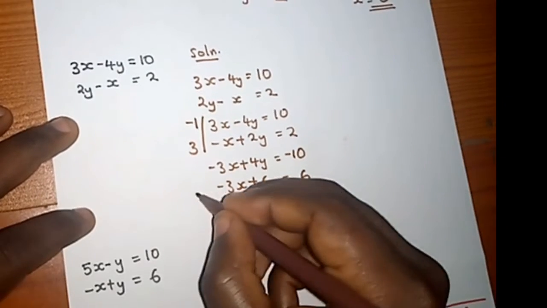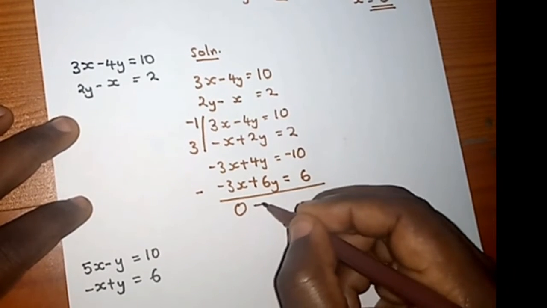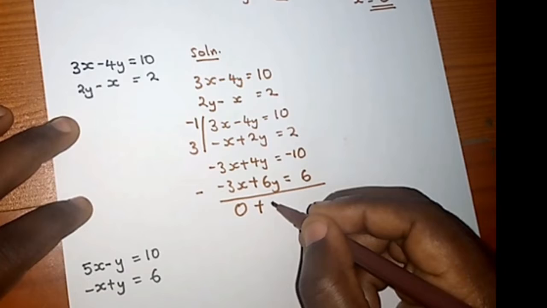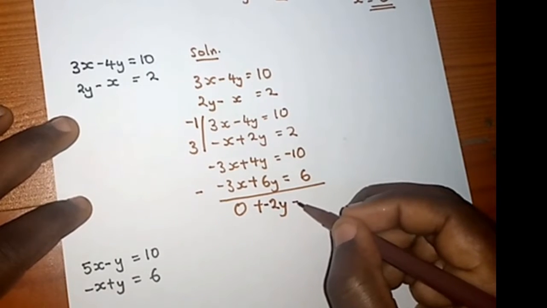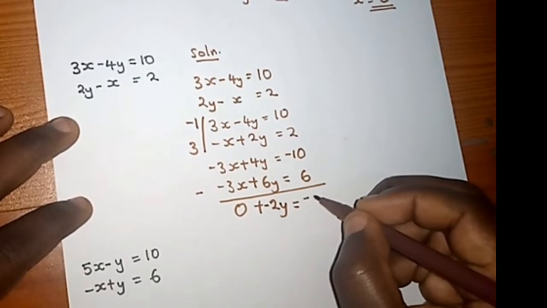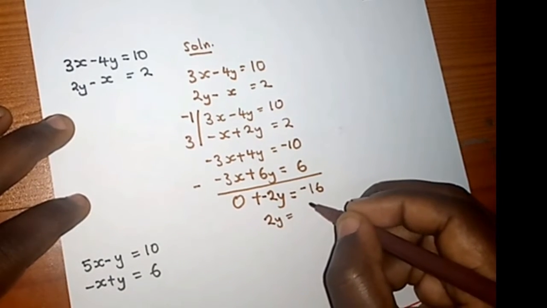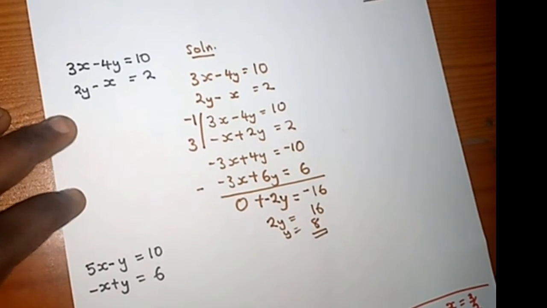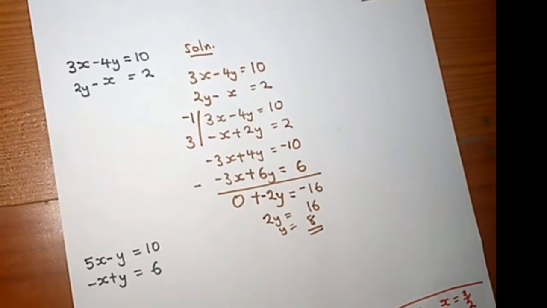So if I subtract, negative 3x minus negative 3x, I get 0. 4y minus 6y, I get 2y, but it's negative since 4 is smaller than 6. Negative 10 minus 6, negative 16. So minus 2y equals minus 16, and y equals 8. Yes, so the value of y in that equation equals 8.